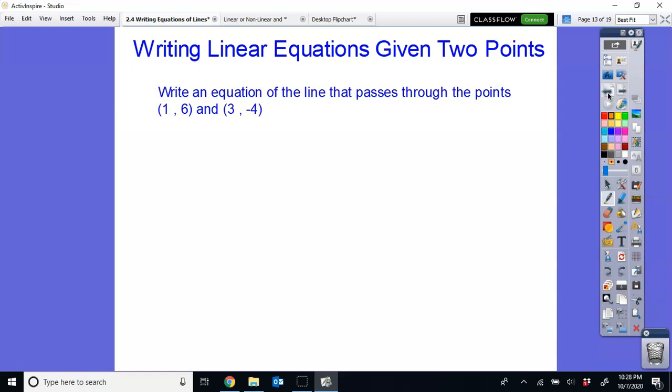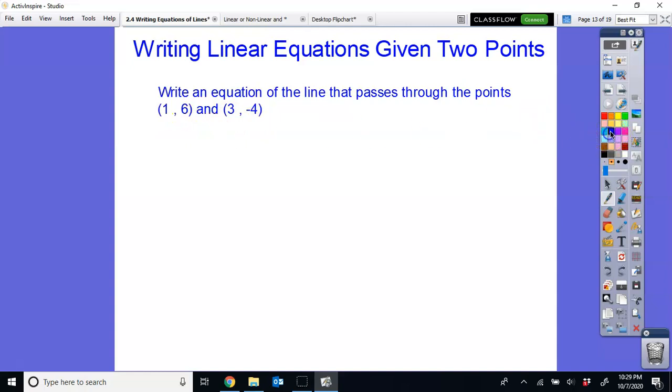And I made a mistake, guys. I just said this was going to be the last thing. I got one more sneaky little thing to throw in at you. Another quick little thing about graphing lines. Or, about writing equations. So, we're going to write the equation of this line that passes through these 2 points.